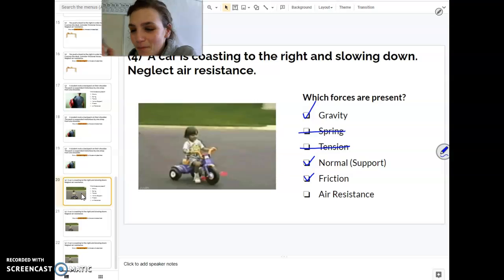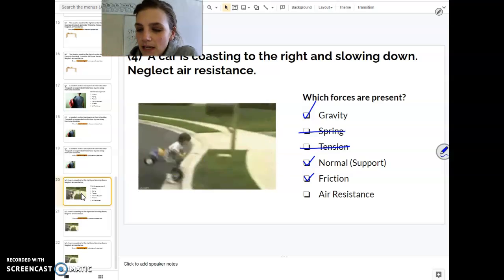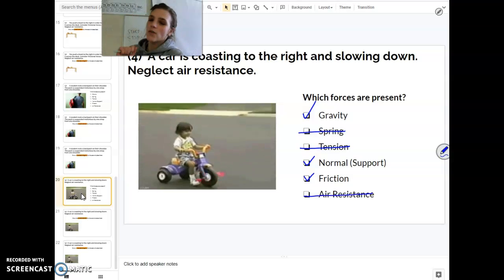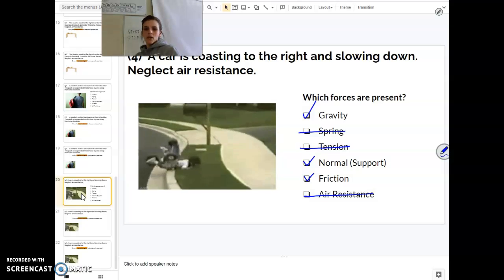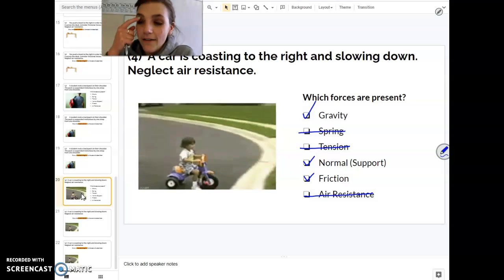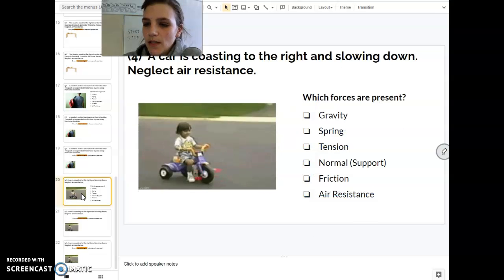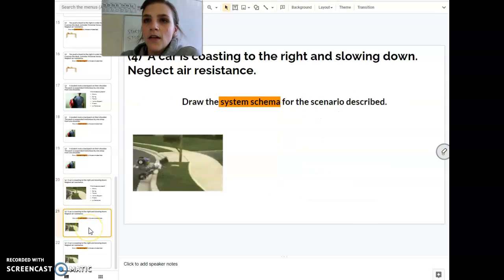Why is it slowing down? Because of friction. And because we said we're neglecting air resistance, we're going to cross this out. Even though it exists, it's so small that we're not going to actually worry about it. So, three forces that we have: gravity, normal, and friction. Let's go to our system schema and see what that's going to look like.